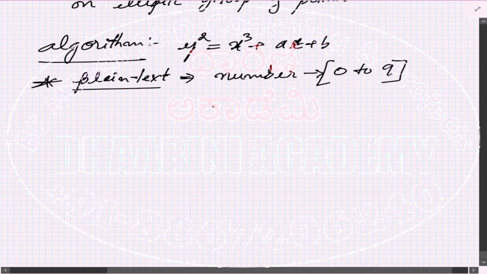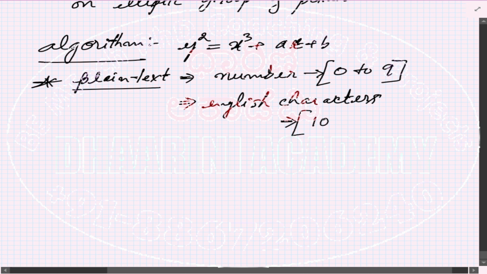Then my plain text also includes the English characters, but I want them to be converted into numbers only. So 0 to 9 is already occupied, and you start from 10. 10 is A, 11 is B, and so on. The last number will be 35, that is Z.